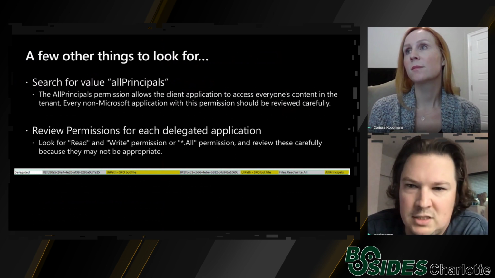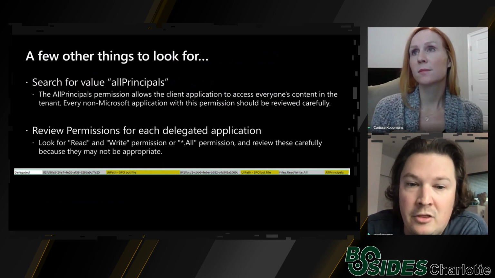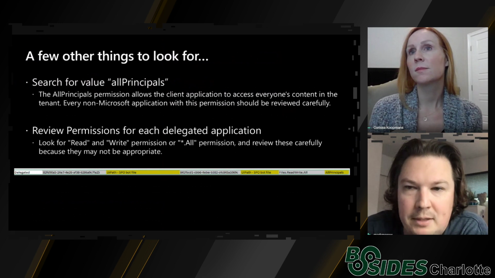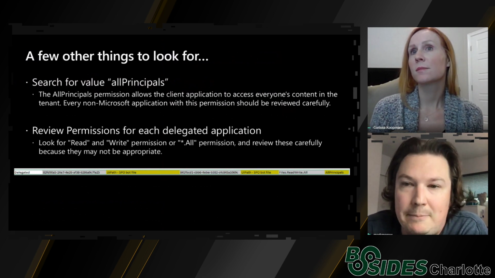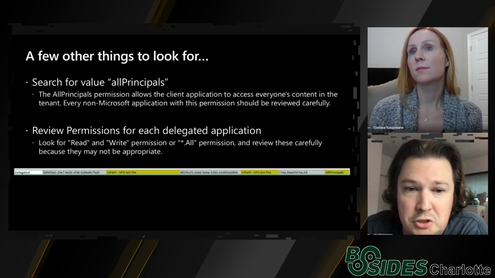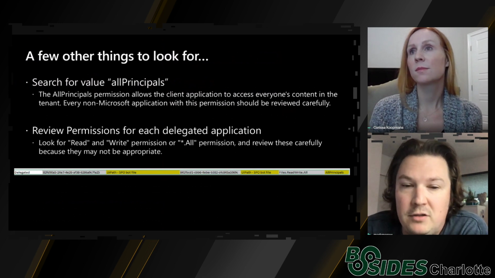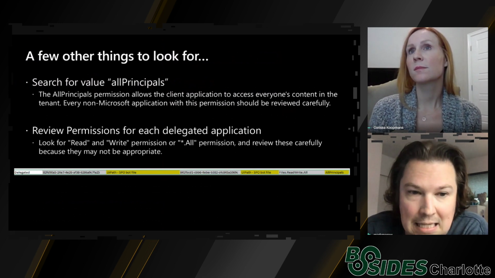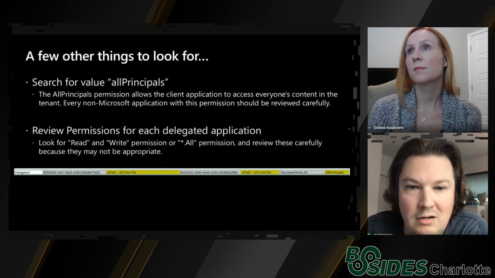Those are things that you would expect to have those types of permissions. But for any other types of applications, you want to make sure you understand, again, what is this application and why does it need these permissions? Then start looking for any of those permissions from that previous slide. Anything read-write, anything star.all. Those are all types of permissions that we want to make sure we look for.